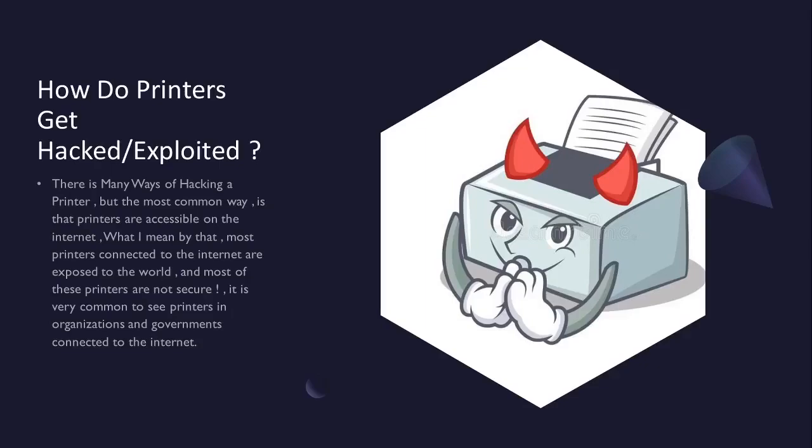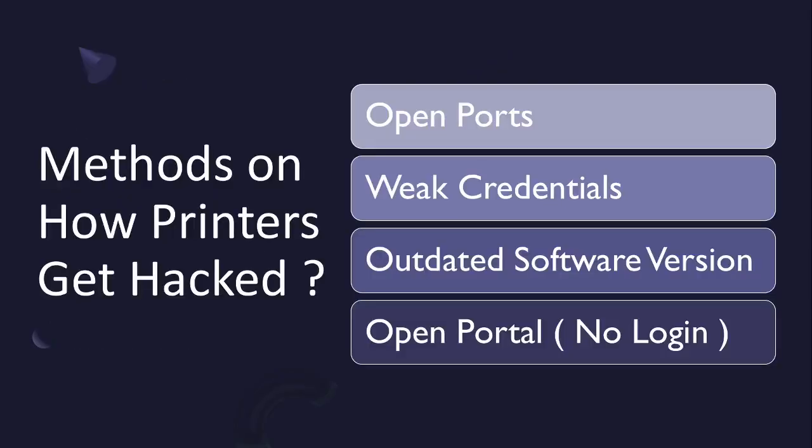I mean, until now you can see that there are a lot of printers that are available on networks, public networks, organizations, governments, and many more scenarios. All right, so what are the methods on how printers get hacked? These are actually the methods: open ports, weak credentials, outdated software versions, open portals.